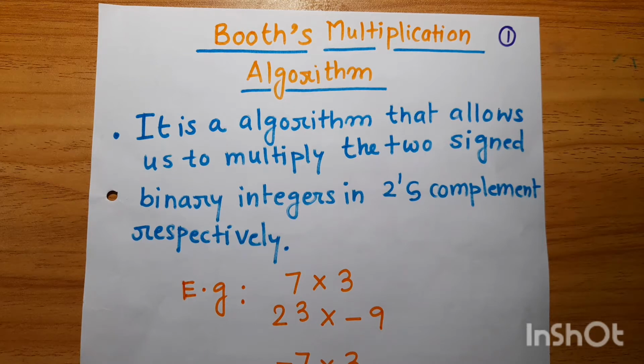About the Booth algorithm. So what is Booth's multiplication algorithm? What it does is that it does the signed binary integer multiplication in 2's complement form. It does the multiplication of signed numbers in 2's complement form.